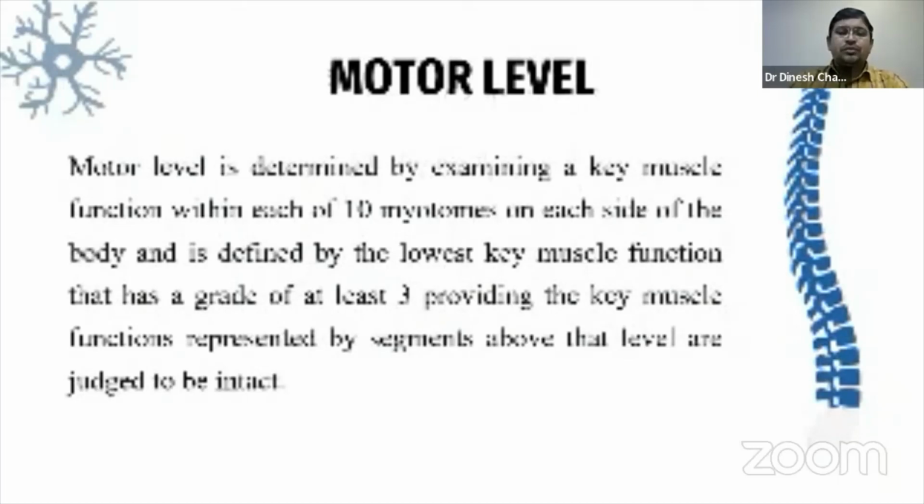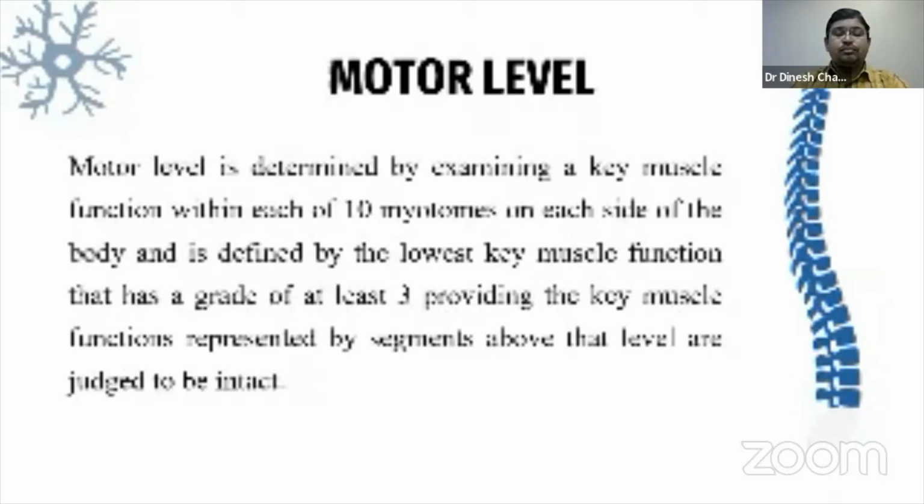So for the motor level, the motor level is determined by examining a key muscle. The key muscles for the upper limb: we are going to assess 10 myotome muscles here, for the upper limb C5, C6, C7, C8 and T1 level. That is the key muscle we are going to assess here.